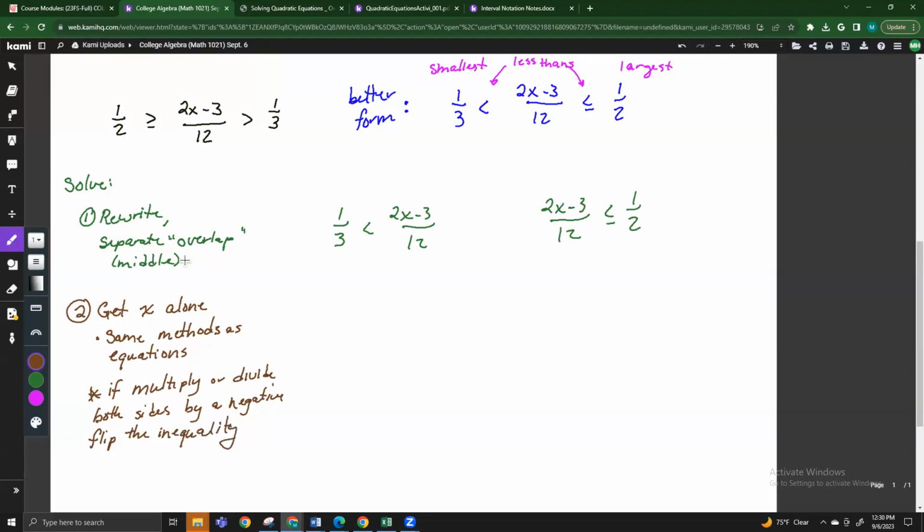That doesn't happen tons of times, usually because I always move the variables to wherever there's more if I can. But you do have to remember that if you do multiply or divide both sides, so you're balancing it out, by a negative, then you do have to flip the inequality, meaning I'm getting that negative number that was either multiplied or divided over to the other side.